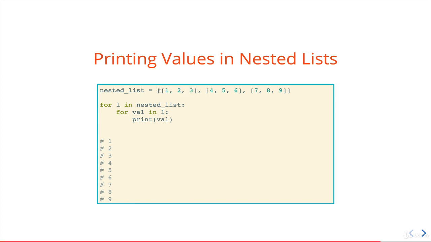So the first loop is going to start here on this list, and it's going to run the second loop 1, 2, 3 times. And then the first loop starts over and moves here, and it runs 1, 2, 3 times, prints them each out, and then it starts over again and does these 3. So this is a very common practice. If you have nested lists, you need to use nested loops to print them out.